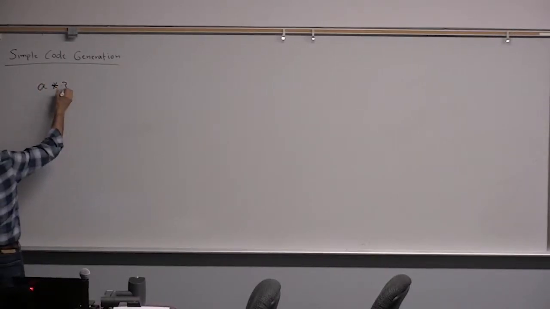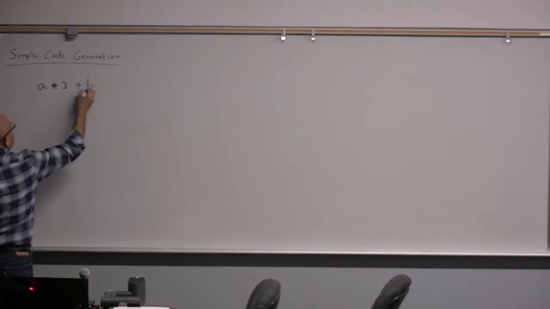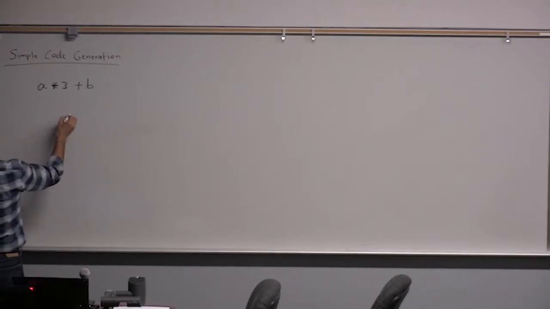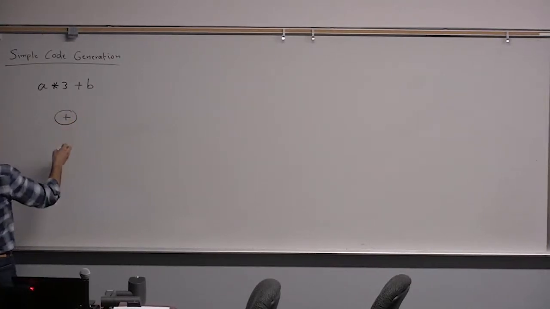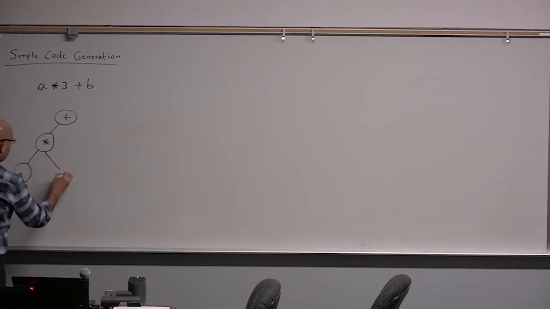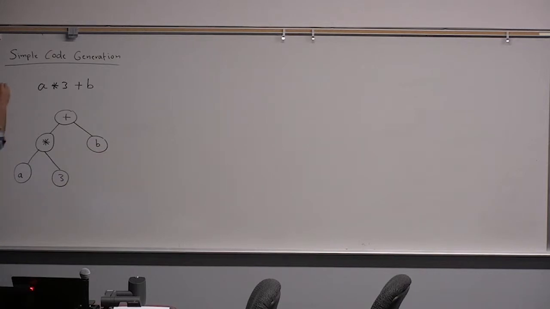we will focus on expressions today. A times 3 plus b. The abstract syntax tree for this is going to be plus, with the multiplication of a and 3, and then you add this to b. So this is the abstract syntax tree.